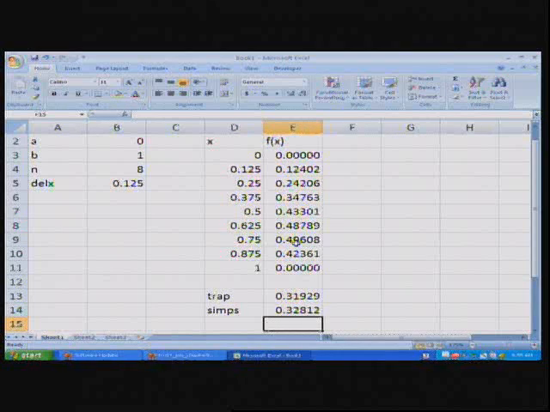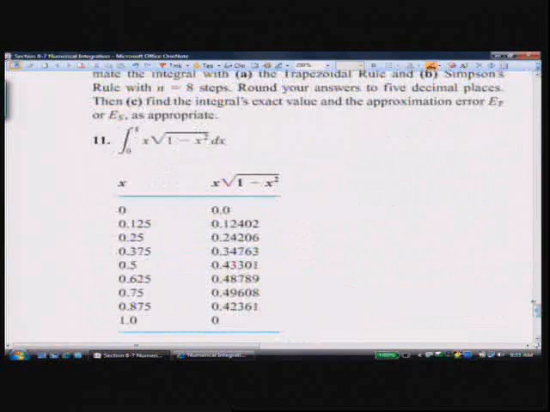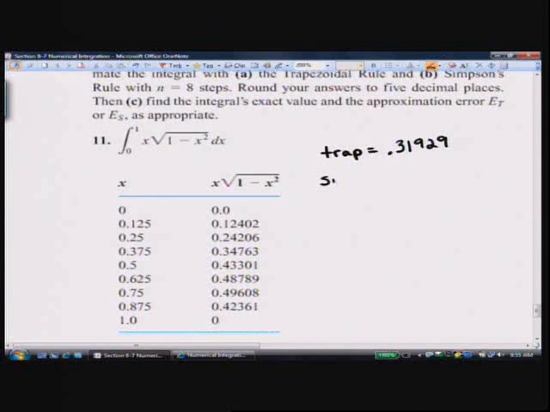Now, let's remember those numbers. If we come over here, let me go to the laptop. With the trapezoid rule, we got 0.31929. And with Simpson's, we got 0.32812.